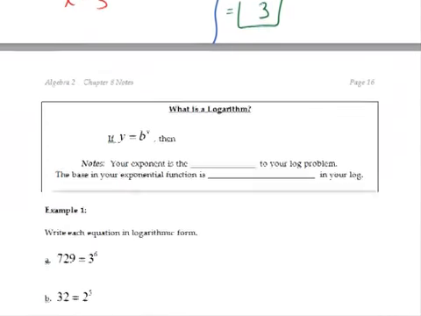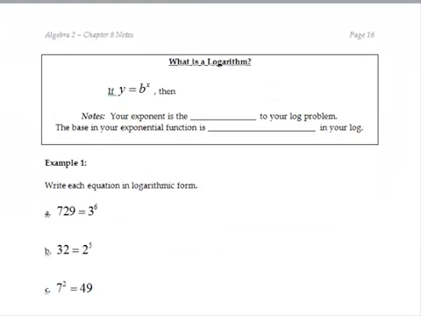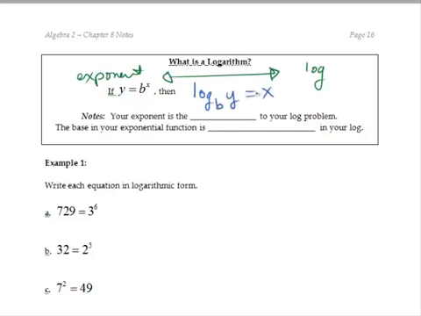So in formal language, what we're doing right here is we're converting something in exponent form to something in log form over here. And this conversion goes both ways. You can go from exponent to log or from log back to exponent. So this will be log base b of y equals x.